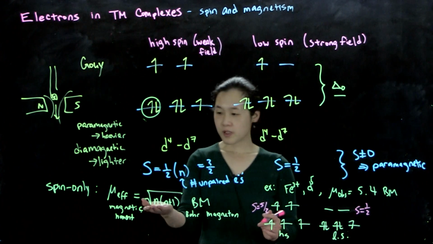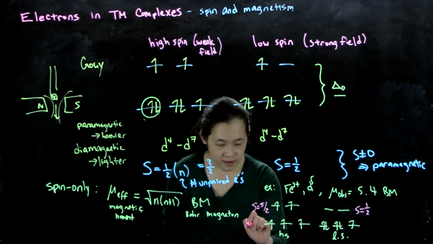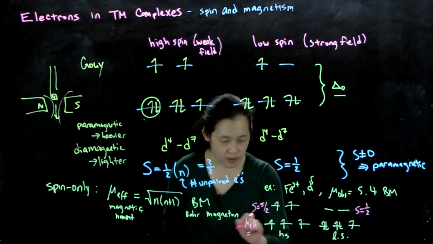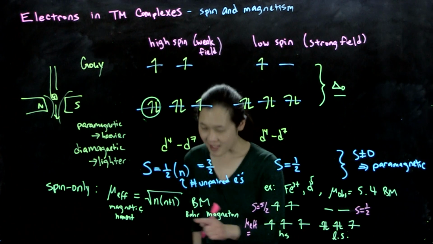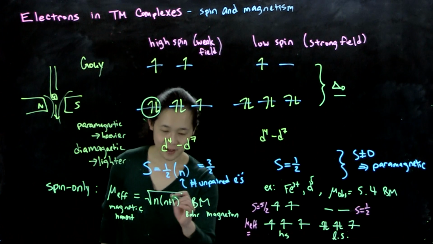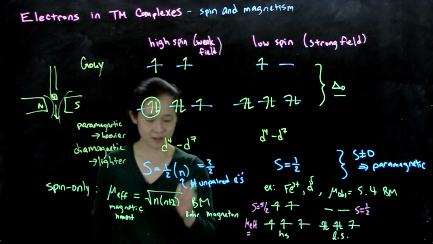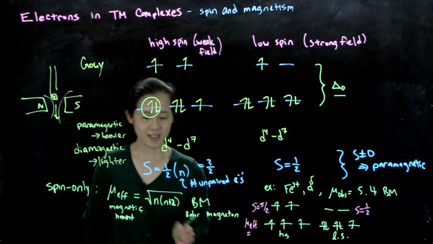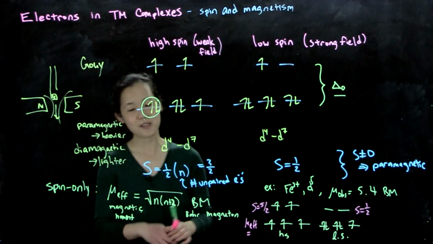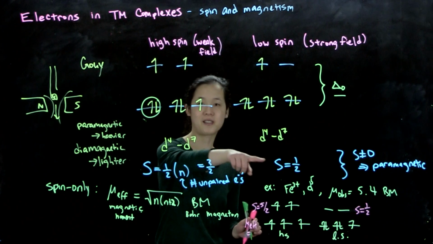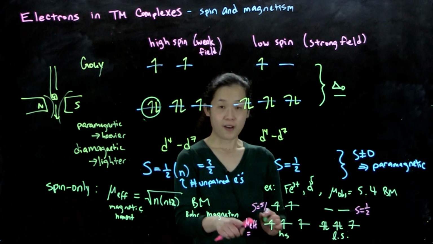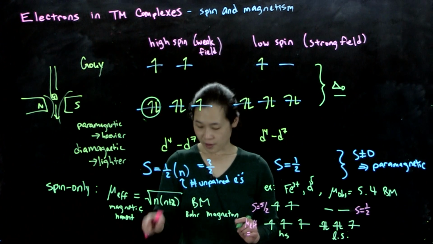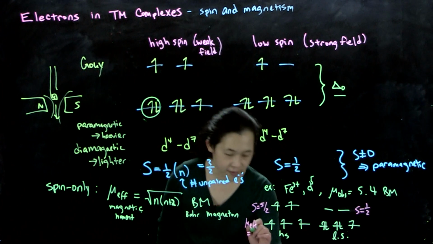But if we do this formula, we know that this mu effective should equal the square root of 5. Oh, sorry, I made a mistake. This is actually n plus 2. Change your notes. I'm sorry. This is n times n plus 2. It's usually because the formula is usually related to spin, which is 1 half of that. So that's why there's a 2. So it should be the square root of 5 times 7, square root of 35. So that ends up being, I believe, 5.92.